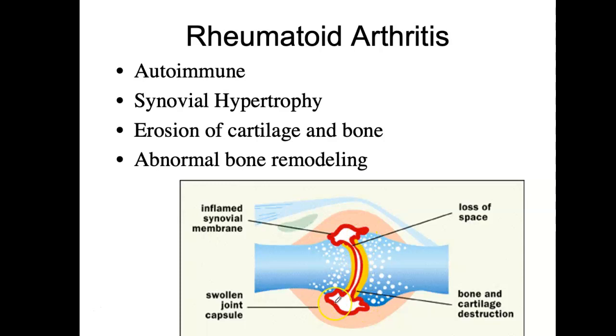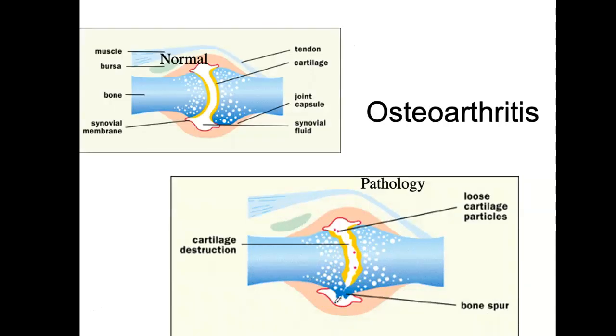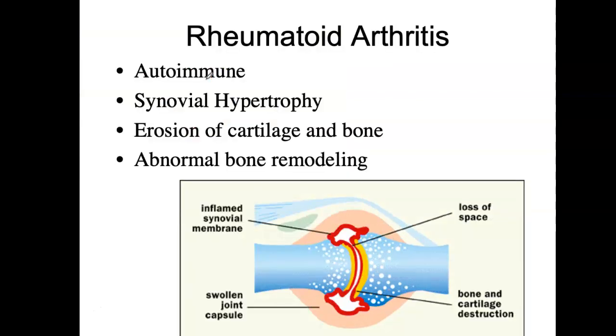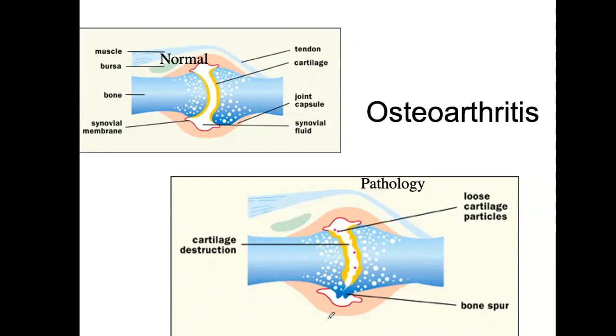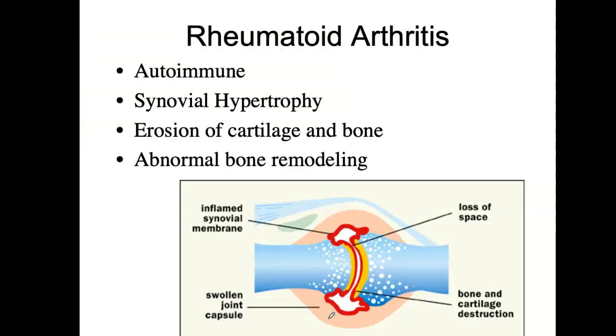So look at, I'm going to take you back to the other one, which was normal up here. And now I'm going to bring you back, and you have this inflamed synovial membrane. You've diminished the space that you had here, cushioning. You get the joint capsule. Let's go back and look at how it was before it was swollen. Smaller joint capsule. Now it's enlarged.